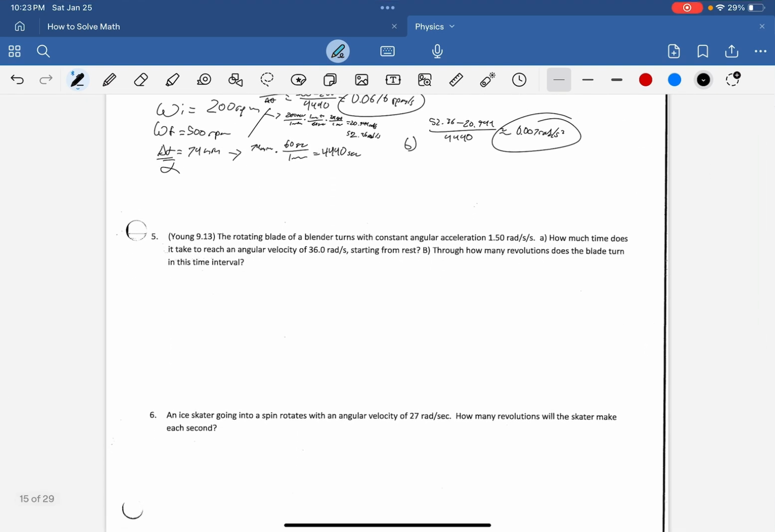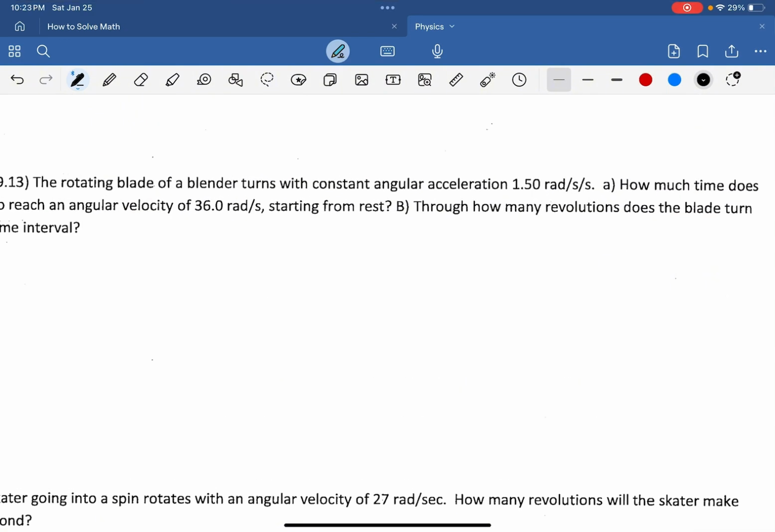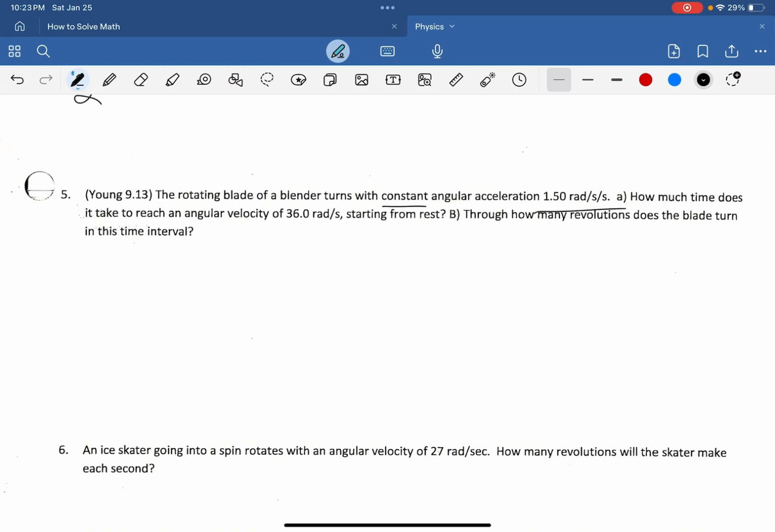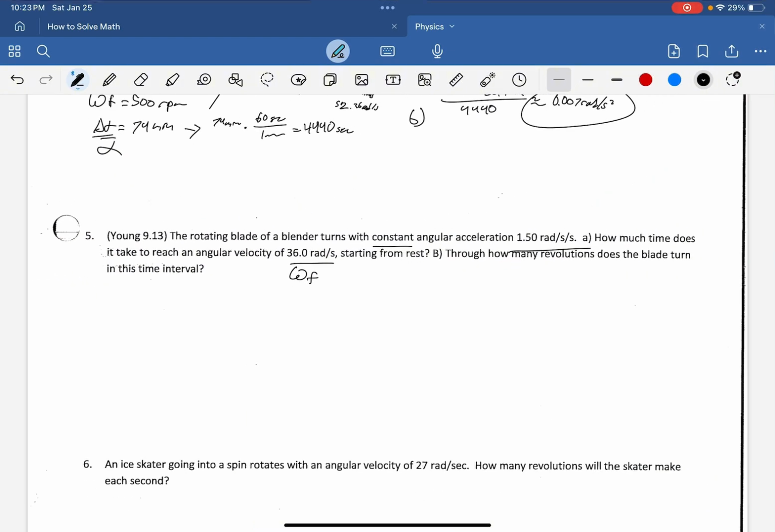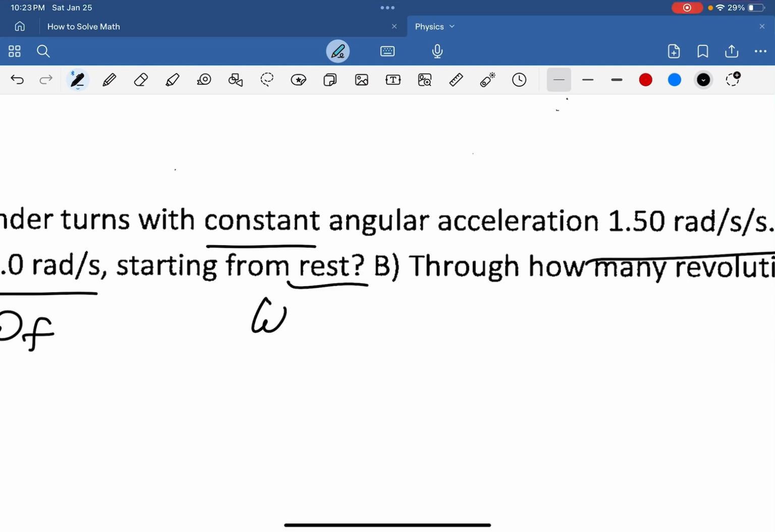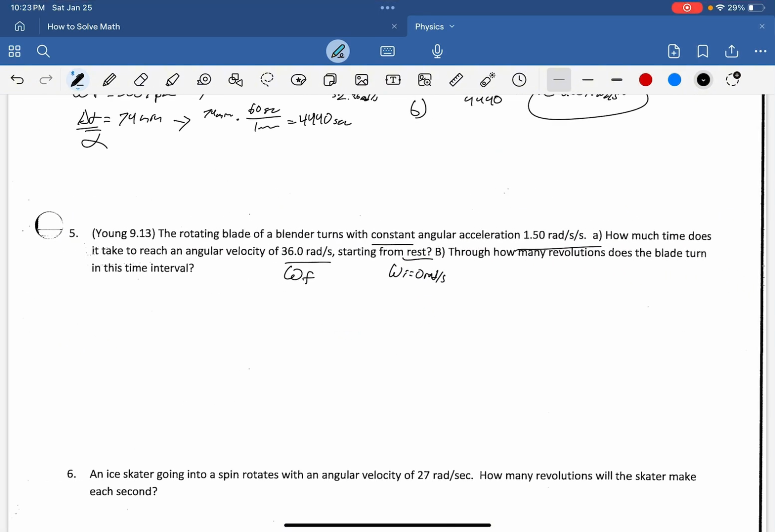The rotating blade of a blender turns with constant acceleration. This is when we start using those constant acceleration equations. Constant angular acceleration 1.5 radians per second squared. How much time does it take to reach an angular velocity of 36.0 radians per second? So this lets me know this is omega F, and it says right here, from rest. So omega I is just equal to 0 radians per second. Through how many revolutions does the blade turn in this time interval?